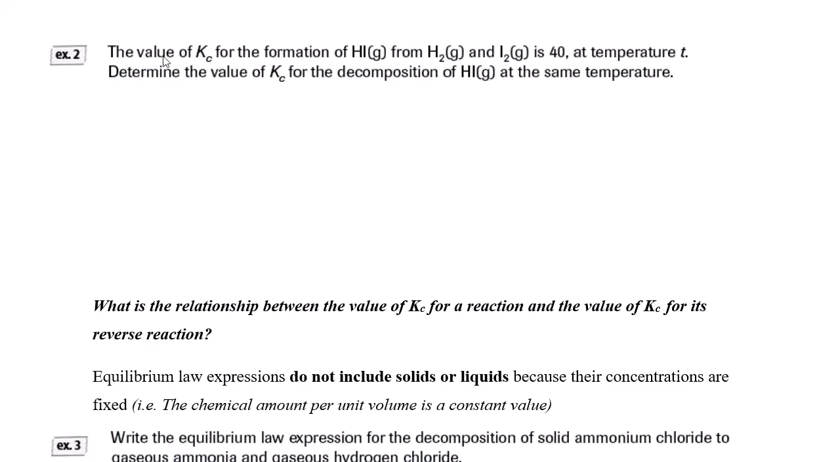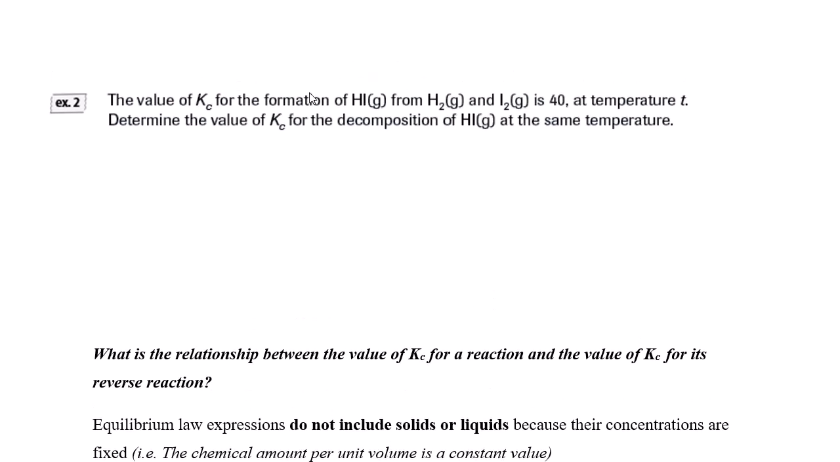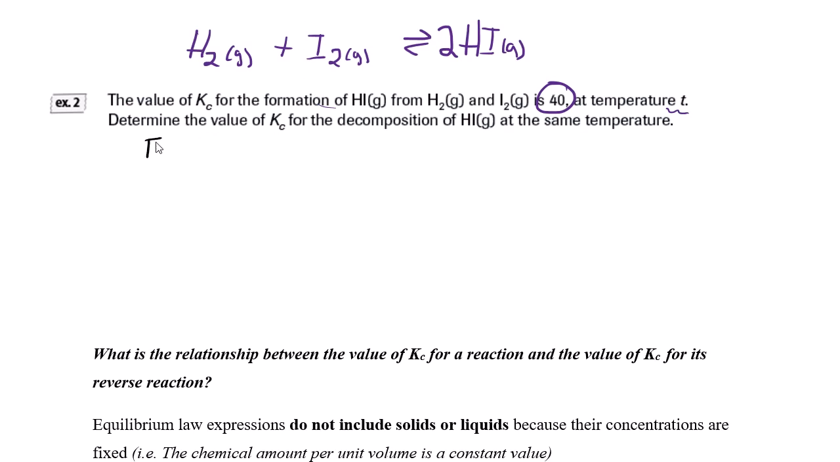Now, let's look at that original example that we had, the formation of hydrogen iodide. So if I'm reacting hydrogen and iodine gases to produce hydrogen iodide, and we'll balance this with a 2 here. If the value for the Kc of this formation is 40 at some temperature, determine the value for the decomposition at the same temperature. Okay, now I'm not given any concentrations, so I can't do this mathematically.